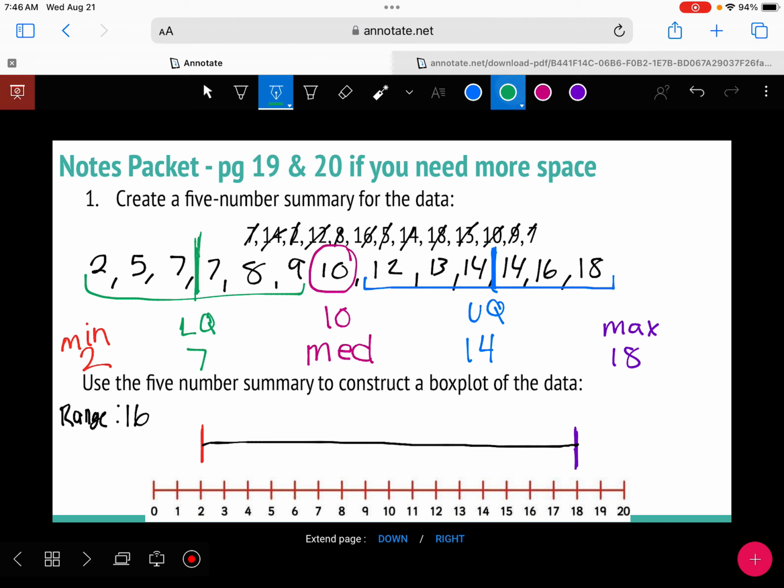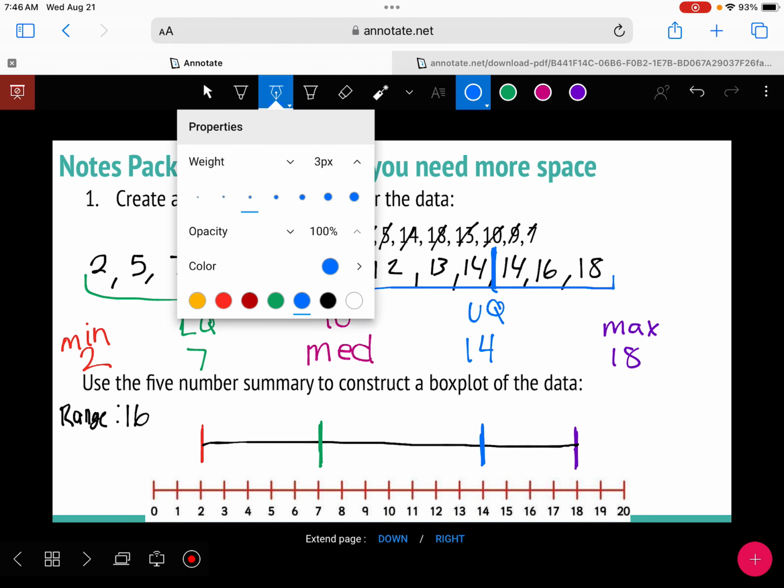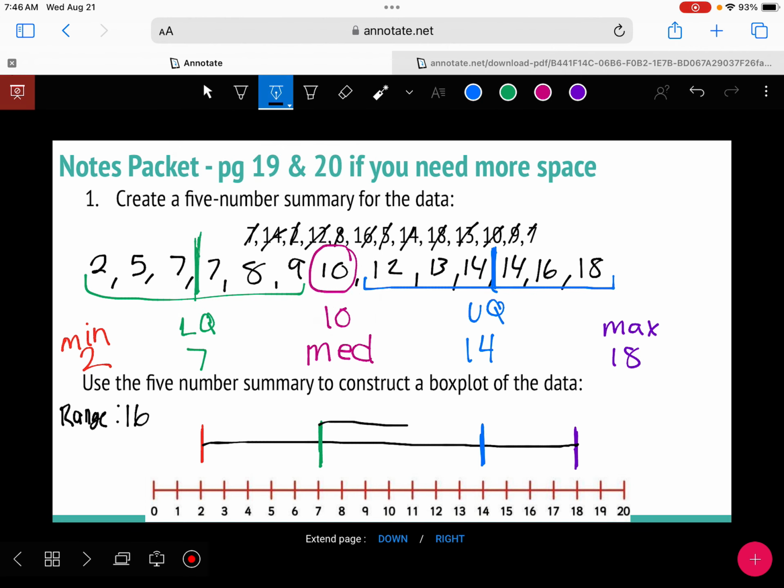So the next pieces I'm going to do, I'm going to bring it in, and I'm going to do the edges of the box, which are my lower quartile and my upper quartile. So I did it up here in green, so I'm going to have a line at 7 for my lower quartile, and a line at 14 for my upper quartile, and that makes the box.